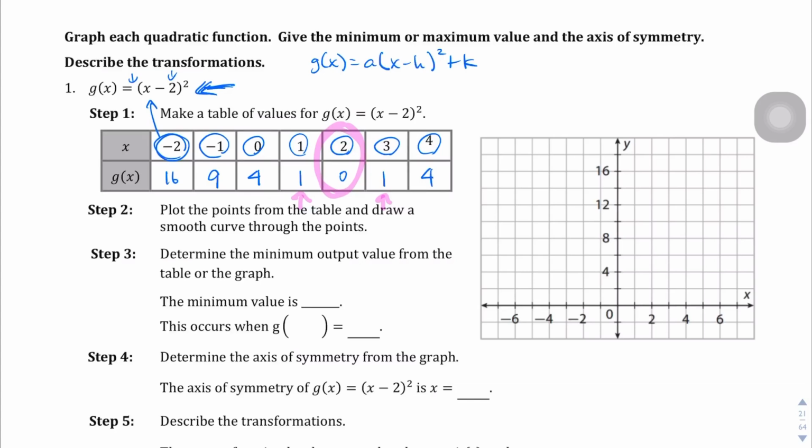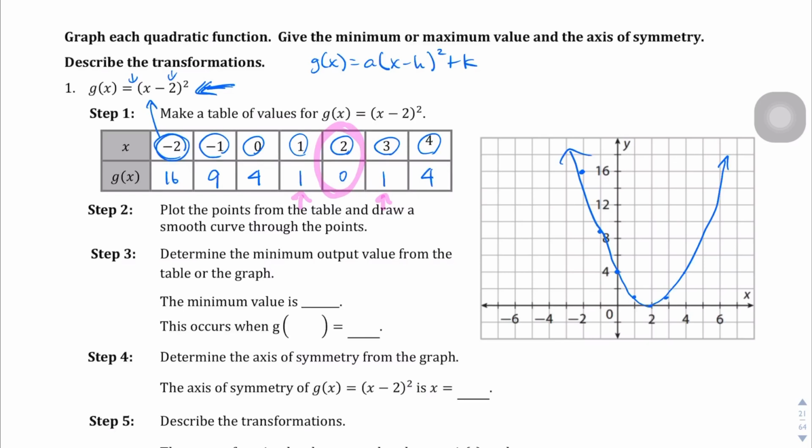Okay, so let's plot these points. Negative 2, comma 16 is right here. Negative 1, comma 9, we're gonna have to kind of ballpark this, right above the 8. 0, comma 4 is right there. 1, comma 1, somewhere about right there. Okay, and then 2, comma 0 is right here. 3, comma 1 is right there. 4, comma 4 is right here. And so the idea is, even though it's not perfect, it's going to do something kind of like that. Again, not a perfect parabola, but you get the picture.